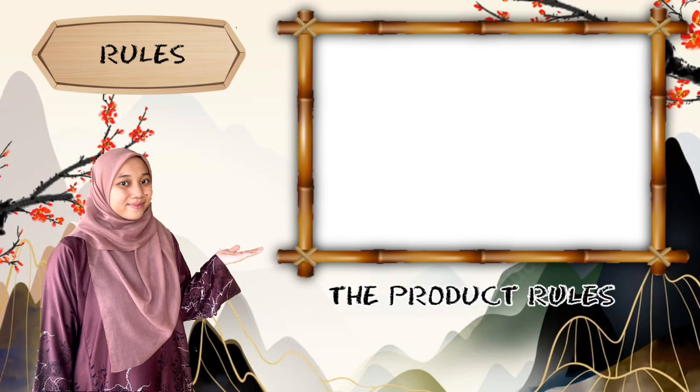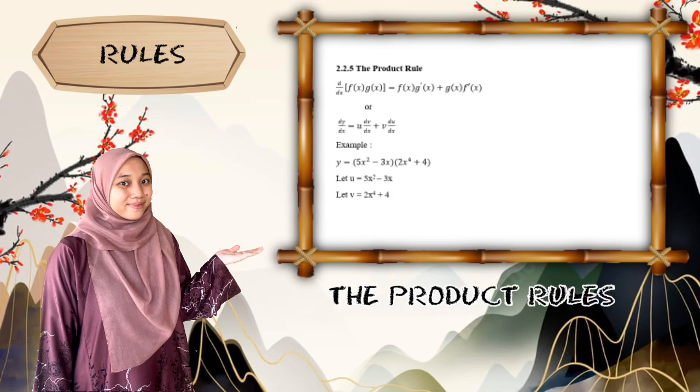The product rule. This given formula can be used in the product rule. Now, let's go through how to use this formula. In the given equation, there are two functions which are 5x to the power of 2 minus 3x and 2x to the power of 4 plus 4. So, firstly, let u equal to 5x to the power of 2 minus 3x, and let v equal to 2x to the power of 4 plus 4.